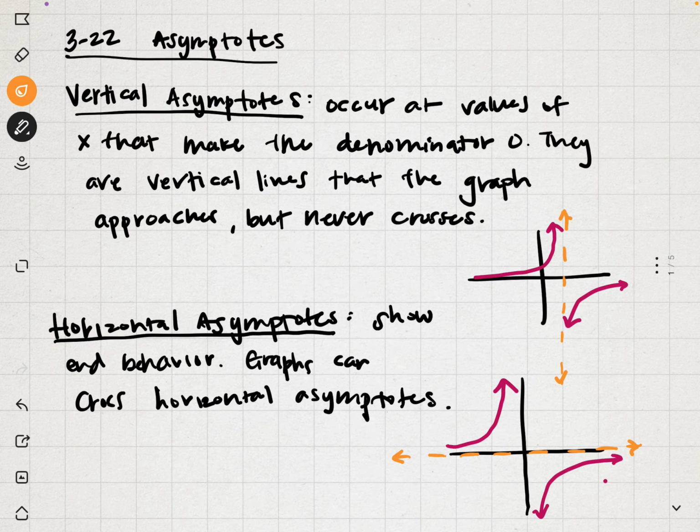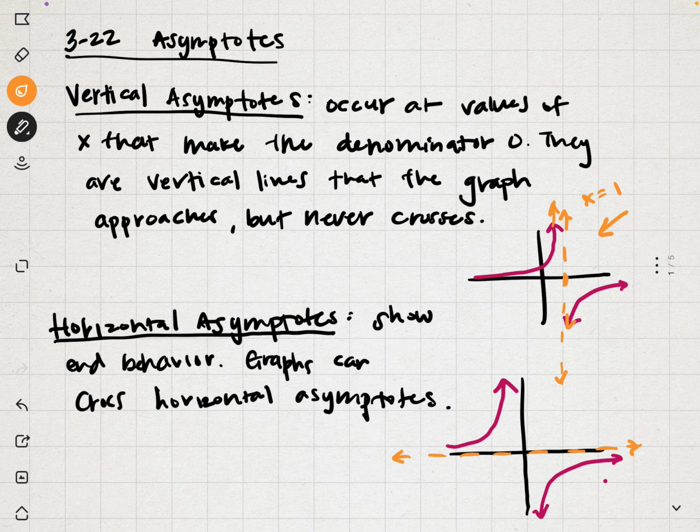So if we look at this one, x equals 1, right, because it's crossing through the x-axis at 1, would be our vertical asymptote here. So these lines would get ever and ever closer to the asymptote but never cross.